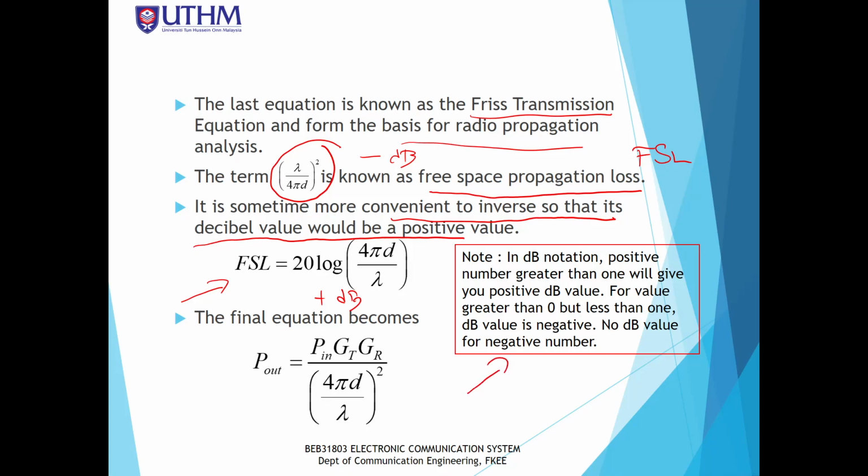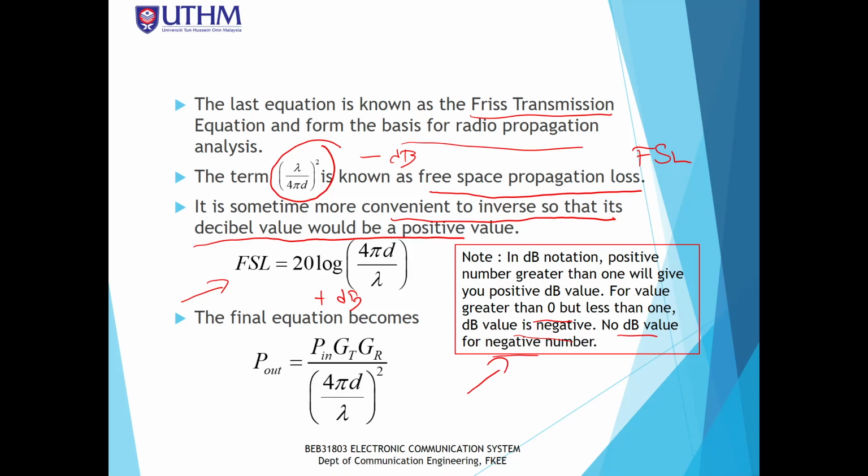So this is the explanation. In dB notation, a positive number greater than 1 will give you a positive dB value. For a value greater than 0 but less than 1, dB is negative. So there is no dB value for a negative number. So that's why we reverse the FSL equation to become 4 pi d over lambda. Ini tidak ada pengubahsuaian terhadap value. Dia tidak mengubah value sebenarnya. Kita just reverse so that it is easy for us to do the calculations only.